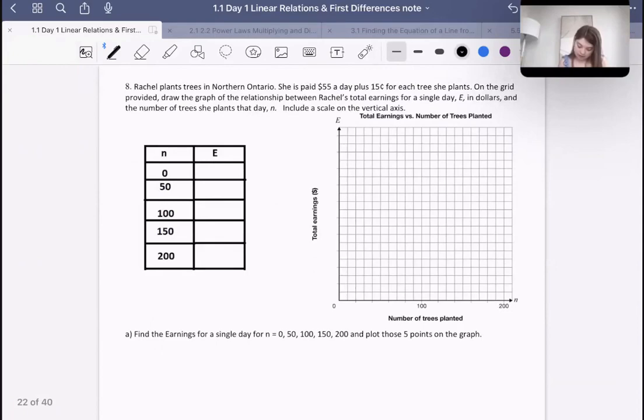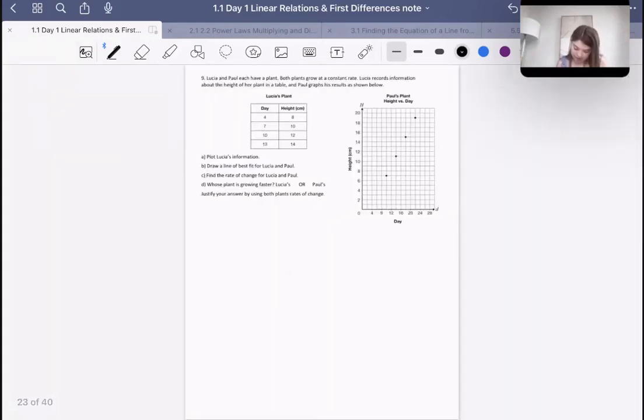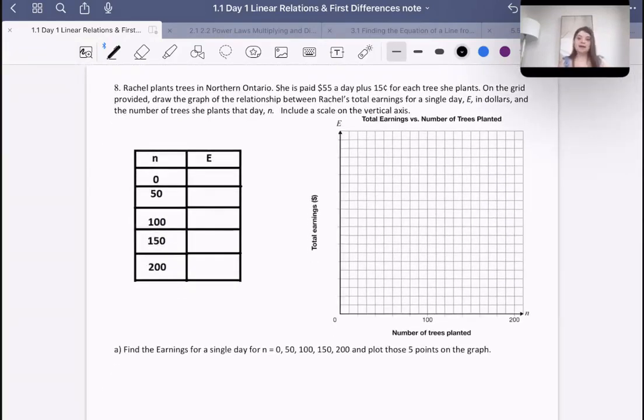All right, let's move on to number 8. There's just number 8 and 9 left. Looks like, yeah, just number 8 and 9. So I'll do those, and then we'll be done for the day.